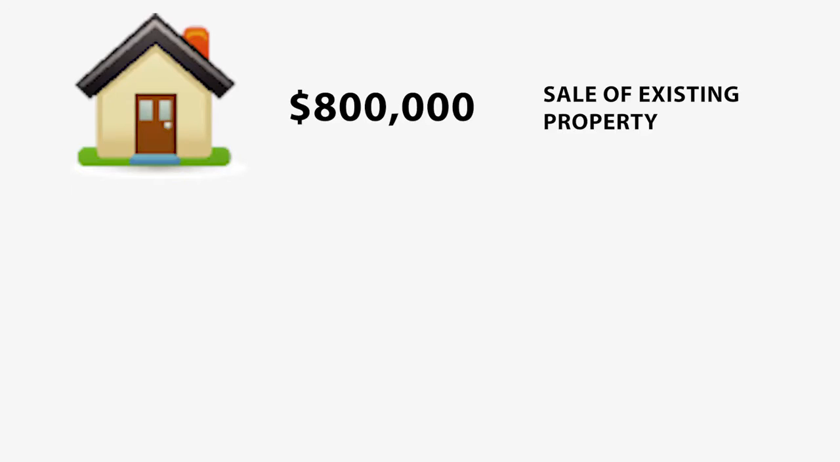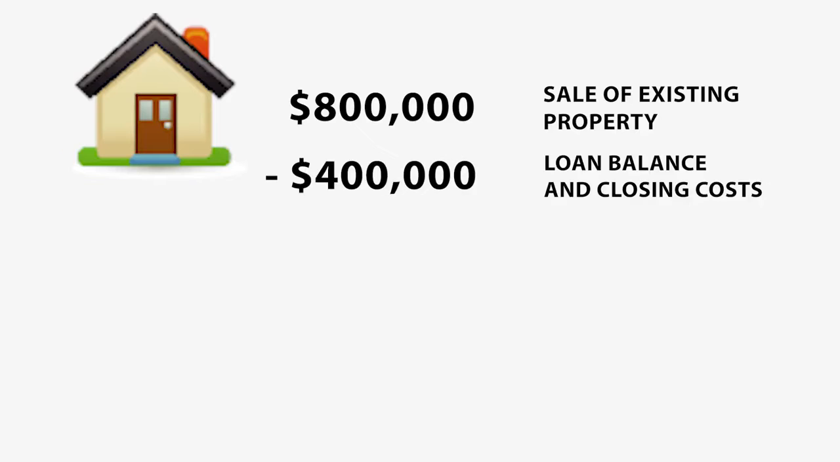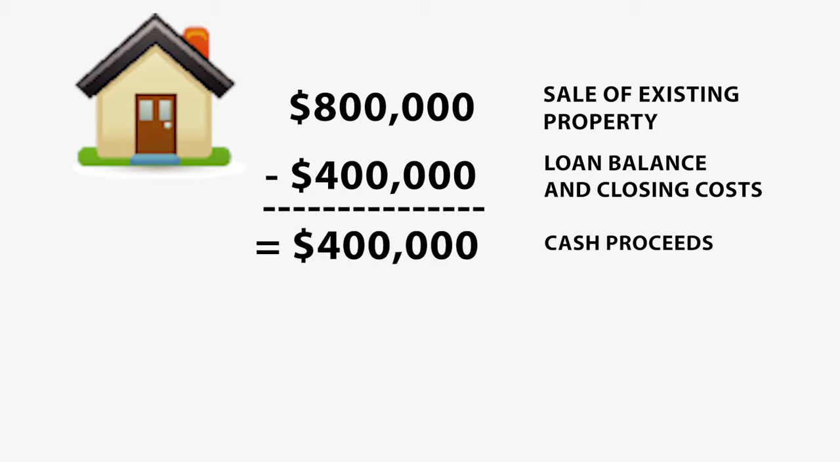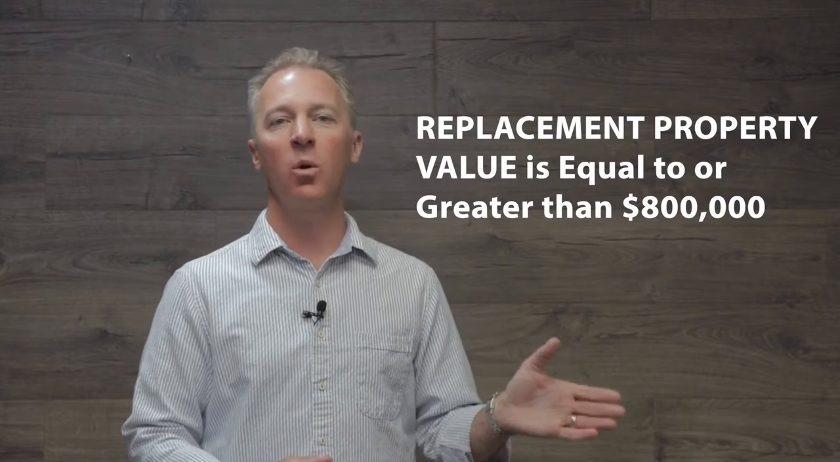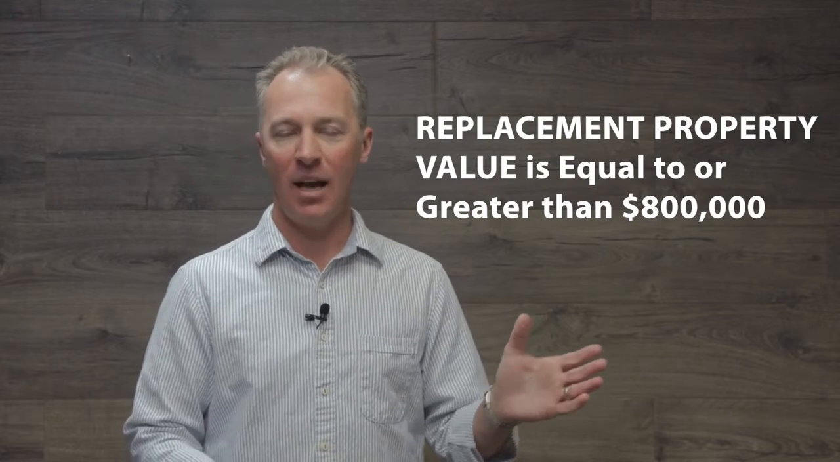So here's an example. Let's imagine that I sell a home for $800,000 and at closing I pay off my existing loan and I pay off my closing costs and I'm left with $400,000. I have to make sure that the property that I purchase, I apply all that $400,000 and that the properties purchased are equal to or greater than $800,000. I can buy one property or I can buy multiple, but the total has to be greater than $800,000.